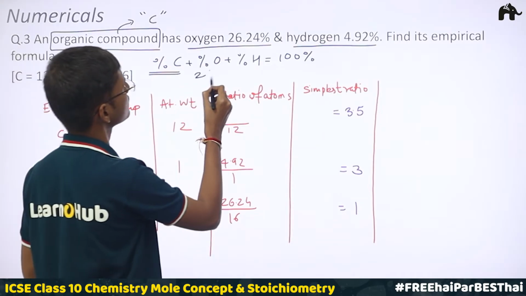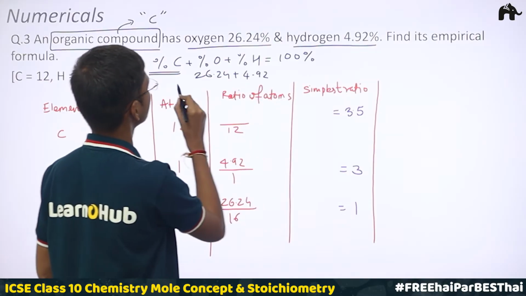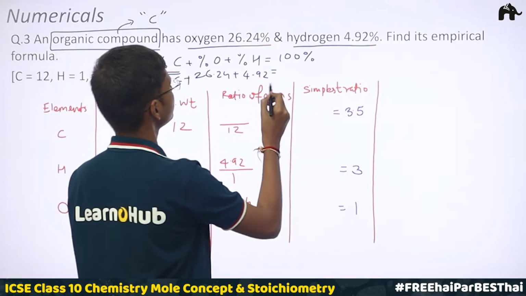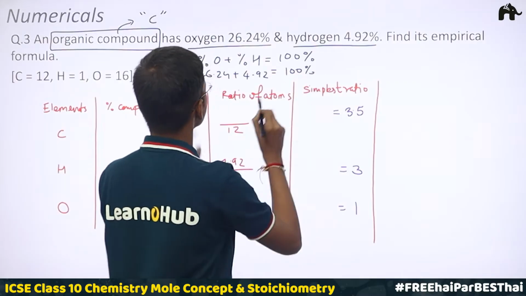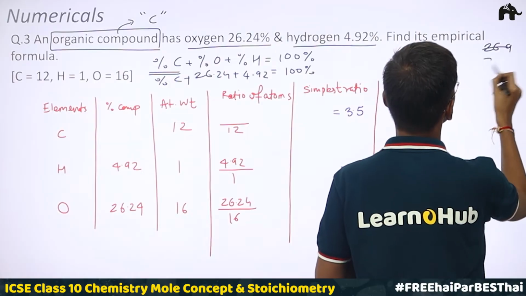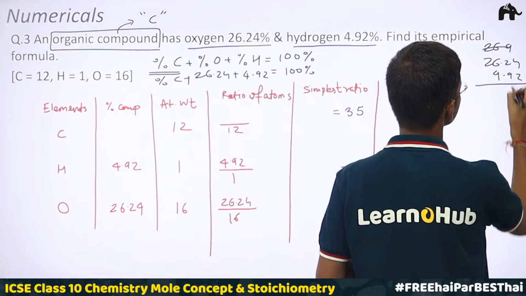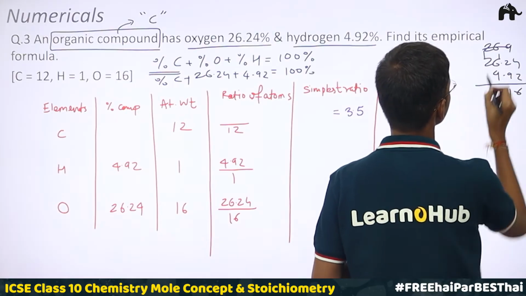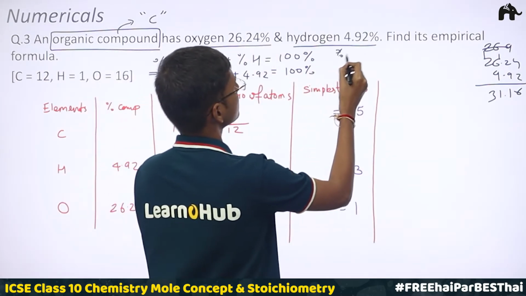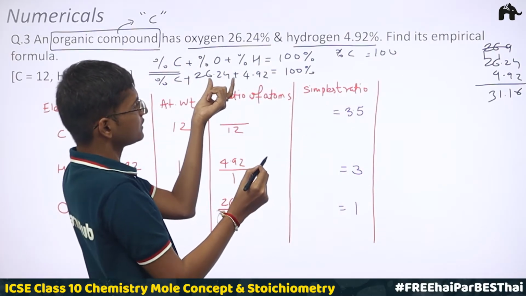So percentage by weight of oxygen 26.24 plus hydrogen 4.92, and I am taking this as percentage by weight of carbon. Then you simply add, it is equal to 100%. After adding, let's do the quick calculation. 26.24 and 4.92: 4 plus 2, 6, 1 plus 1, 31.16. So this is 31.16. So percentage of carbon is equal to 100% minus what I have added, 31.16.